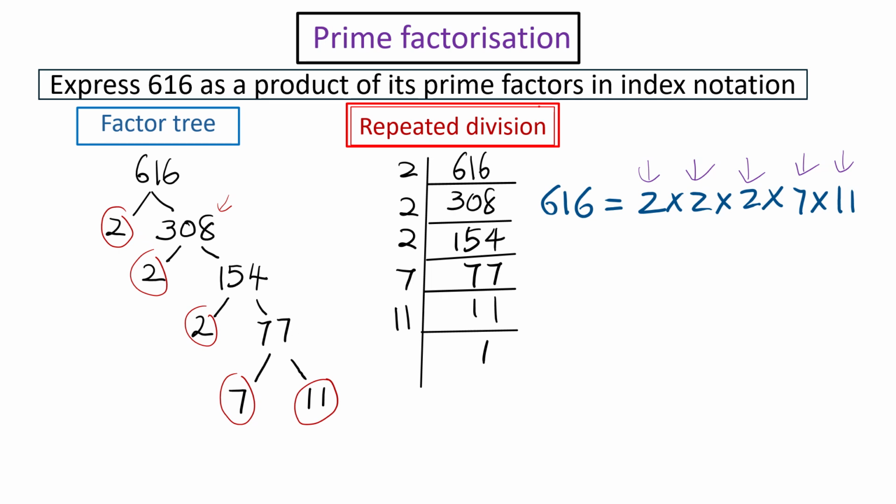So what is index notation? You see that 2 times 2 times 2, we can stack it up to get 2 to the power of 3. So if you write 2 times 2 times 2 as 2 to the power of 3, then this format 2 to the power of 3 is called the index notation. The number 3 here is your index, and 2 is your base.